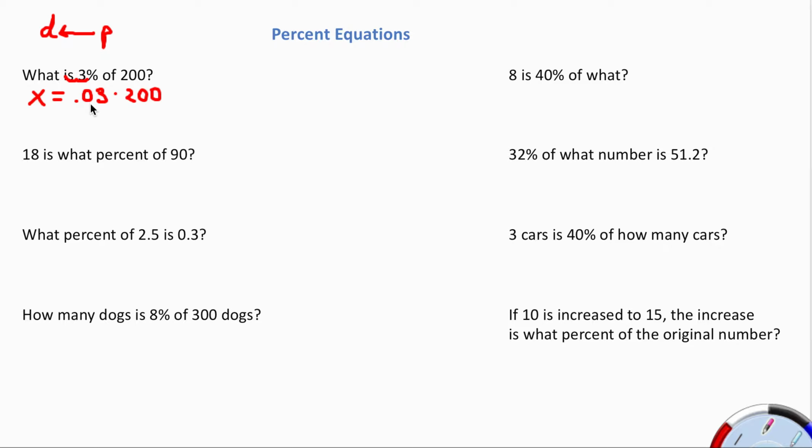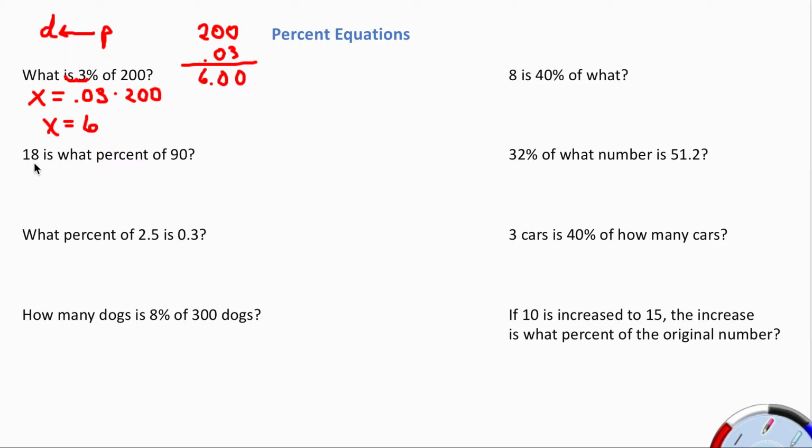So on this one, all I have to do is multiply 200 times 0.03. Okay, 3 times 0, 3 times 0, and 3 times 2, and then 0. Now, my decimal goes 2 places. So x equals 6.